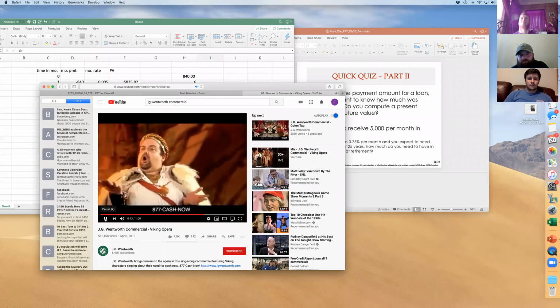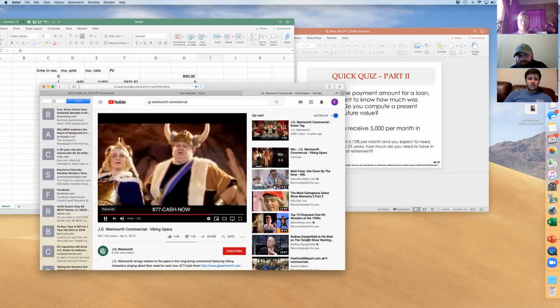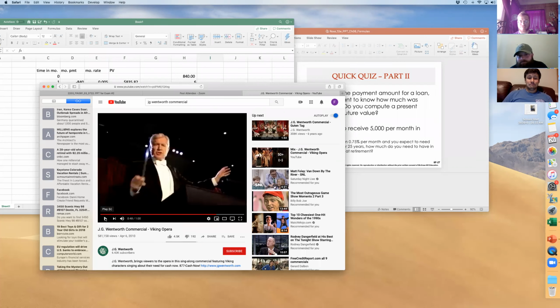So that commercial is all about what we did today. We're trading a lump sum for an annuity. And that's what J.G. Wentworth does all day long. And it's all contingent on that interest rate. That's the conversion between the two. That's the exchange rate between the two.